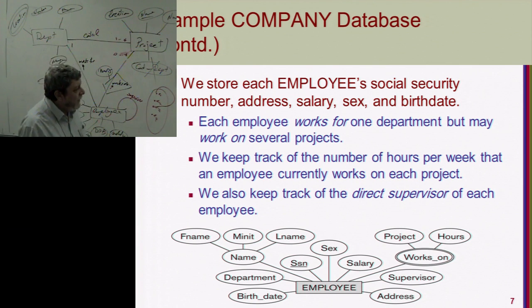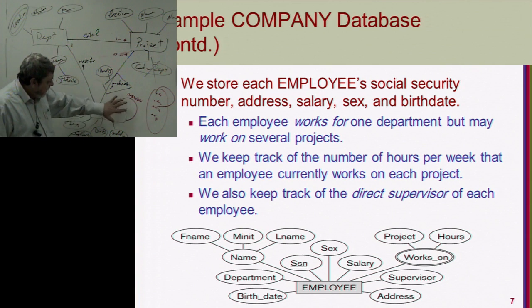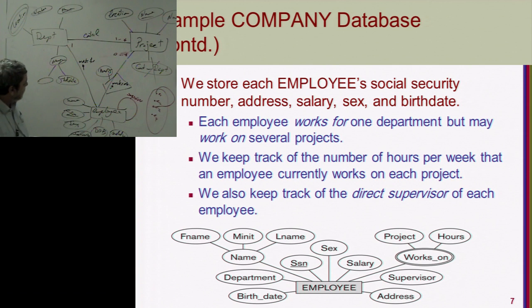Keep track of the number of hours per week that an employee currently works on each project. We also keep track of the direct supervisor of each employee. So here, let's talk about the recursive later on. So here also, out of reading the sentence, we can identify the multiplicity. There are multiplicities that are not mentioned. For example, this one is here. This one is here. For example, the project.